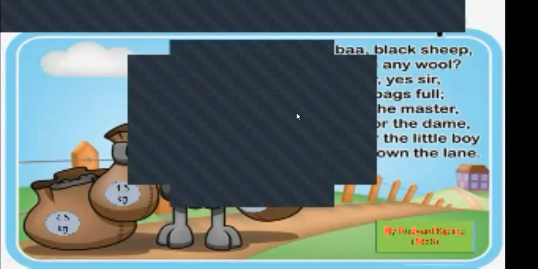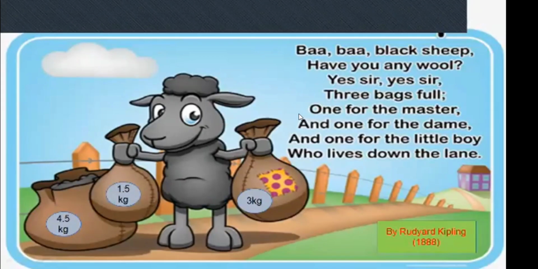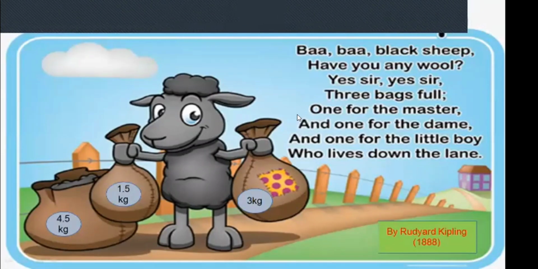So you can make so many questions on this. How many bags of wool are there? How many for the master and how many for the dame? And mathematically you can calculate the weight of this wool, 4.5 plus 1.5 plus 3 kg. And who is the writer, the author of this poem? That is Rudyard Kipling. Which year? 1888. So this is how you frame questions. Today we are going to talk about item writing, that is how you frame questions.